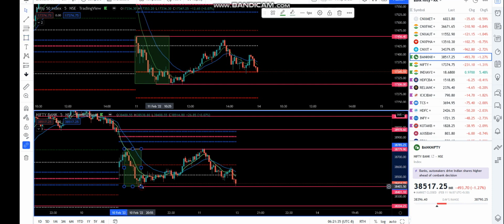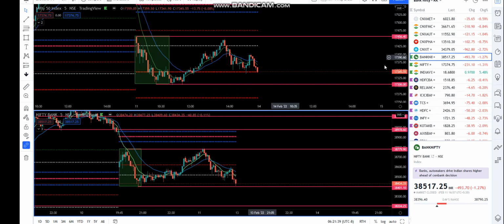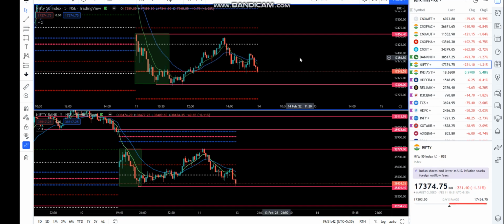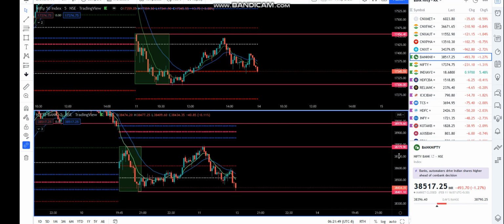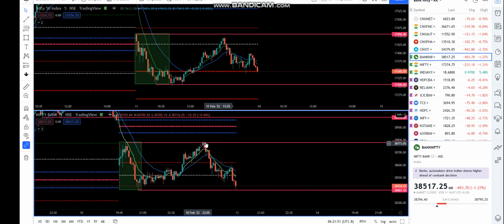For the whole day, mostly these boundaries will be reflected as support and resistance. So this is the trading opportunity. You can draw the horizontal line for day's high and day's low, and you can trade accordingly.